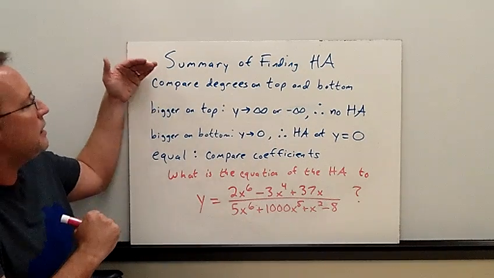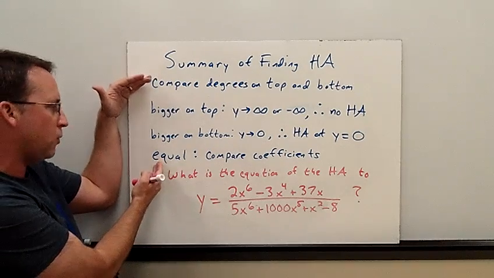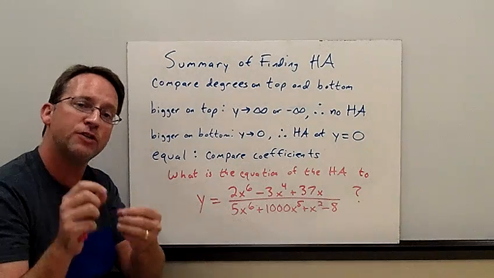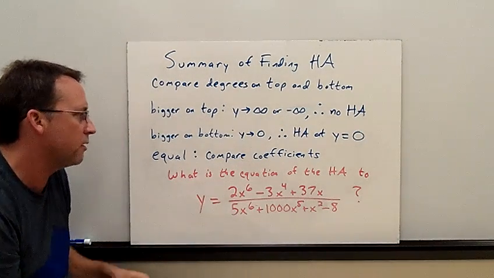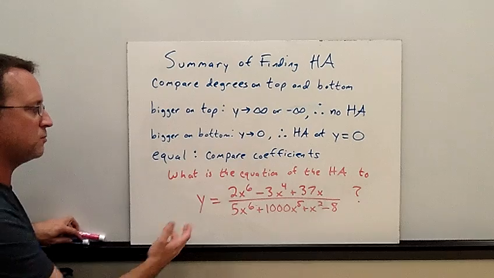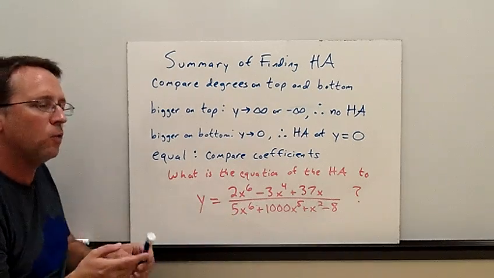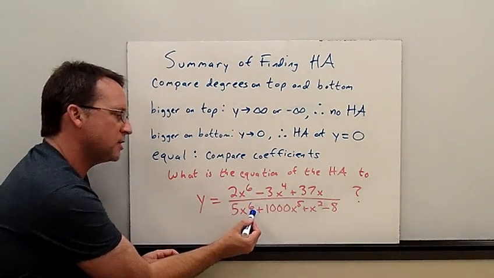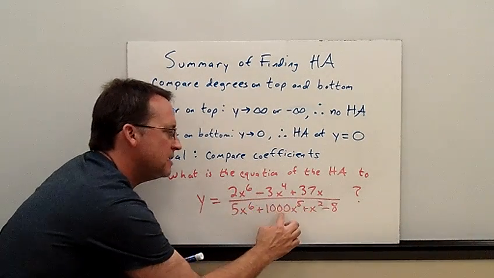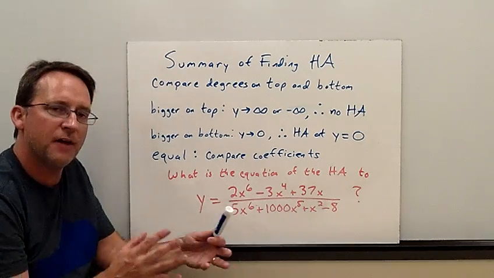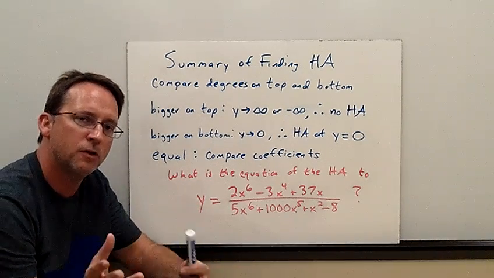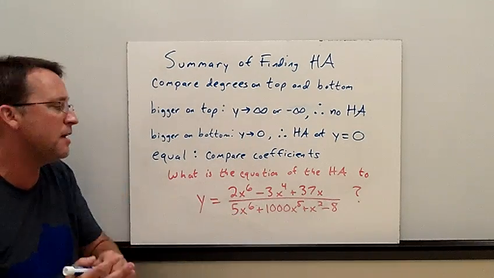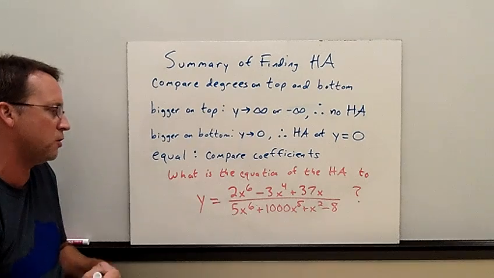And then finally, if the degrees on the top and the bottom are equal, we compare the coefficients of those terms that have the largest exponents. So in this example here, we want the equation of the horizontal asymptote for this function. The only terms that matter are the largest exponent on top and the largest exponent on the bottom. None of this makes any difference for our asymptote. It might affect the shape of our graph or intercepts or vertical asymptotes maybe if we set the bottom equal to 0. But for horizontal asymptotes, we're just looking at these first terms.